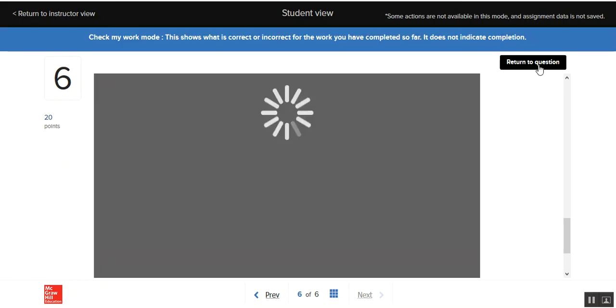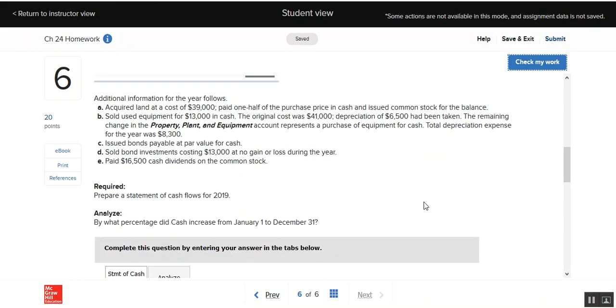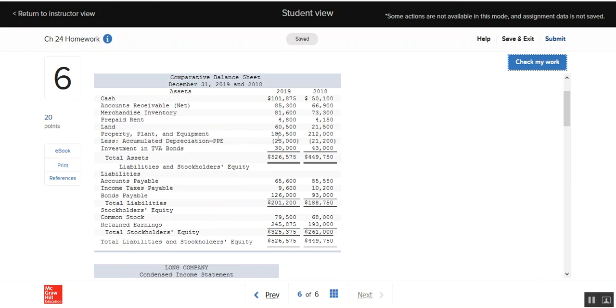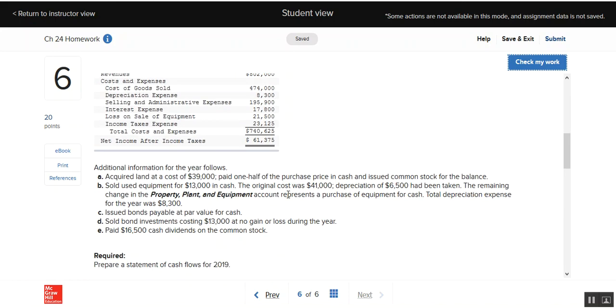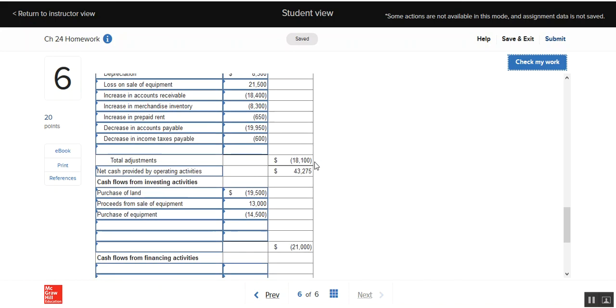Oops. All right, let's see if that fixed it. Yay. All right, so what I did, just to make that clear, I calculated the difference in fluctuation from 2018 to 2019 in property, plant, and equipment. But I had to consider the purchase of equipment and the sale of equipment. So to do that, I took the $212,000 that I started with, subtracted out the $41,000 cost of equipment that I sold. That gives me a new balance after that sale. And I know that new balance then changed up to $185,500. So I took the difference in those two, and that gave me the $14,500, which is actually the purchase of equipment.